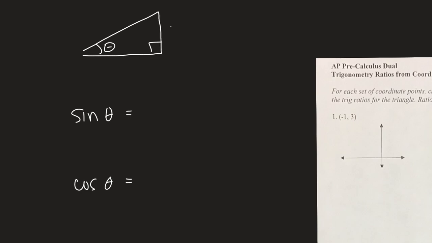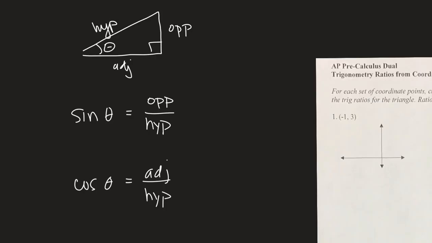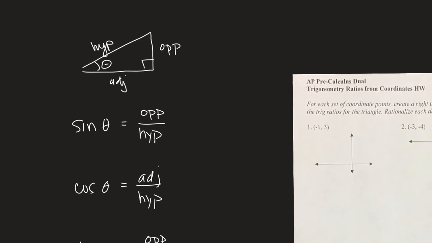there are 3 sides. We have the opposite side to your angle, we have the adjacent side to your angle, and of course we have the hypotenuse of your triangle. Sine is a ratio of the opposite side length to the hypotenuse side length. Cosine is a ratio of the adjacent to the hypotenuse, and the tangent is a comparison of the opposite side to the adjacent side. Those are our 3 basic trig functions that you should have learned in geometry.